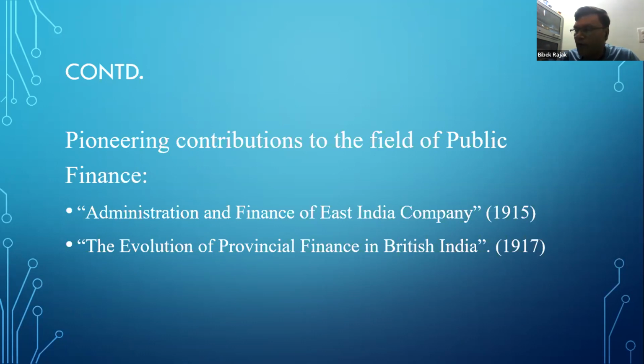Further, taking this study forward, when he completed his PhD in 1917 from the same university in USA, the title became The Evolution of Provincial Finance in British India. This again covers the period from almost 1833 to 1913. Here his central idea basically was that he is analyzing the origin and development and various kinds of arrangements of that time regarding provincial finance during the colonial period.